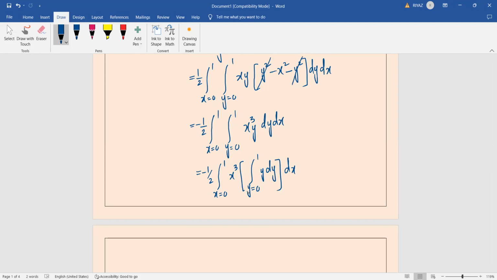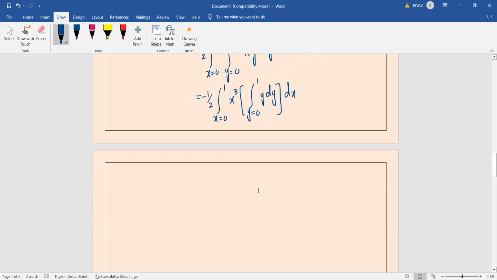Again, the same story. Integration of y becomes y square by 2. The 2 I want to write initially here, like that, 1 by 4. X is equal to, no need to mention that, the x limits are understood now. X cube. Now it is y square, already 2 we wrote outside. This is y is equal to 0 to 1.